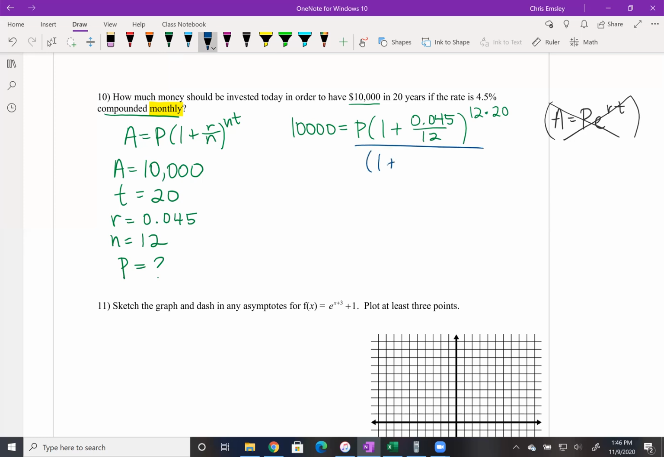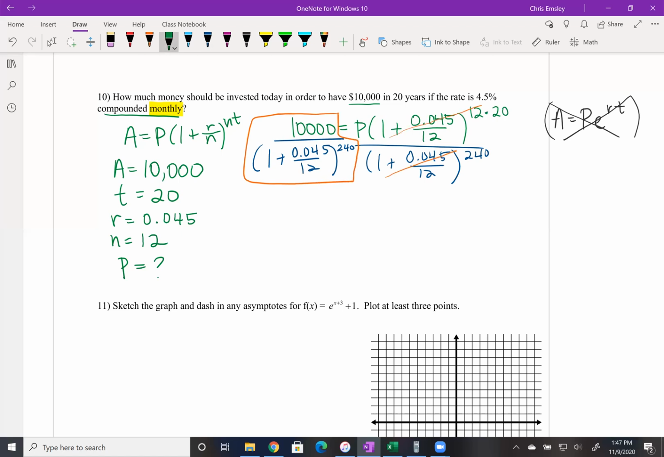I know it's kind of big and kind of messy, but we can divide by that whole thing. If you like, 12 times 20, we could just go ahead and multiply that out. That is 240. So we divide both sides by that same thing. And you can see that this then is going to be the calculation we need over here. They cancel, and we are left with P equals this expression that I outlined in orange. So we need to grab our calculator to type that in.